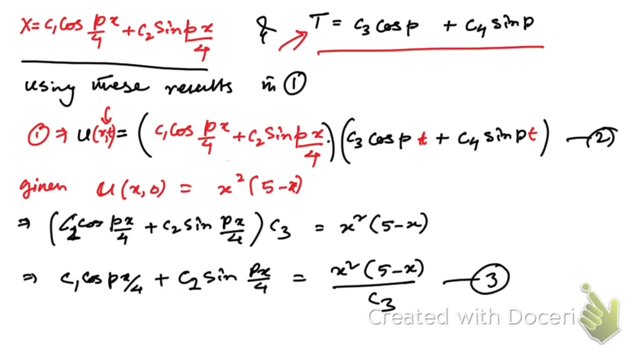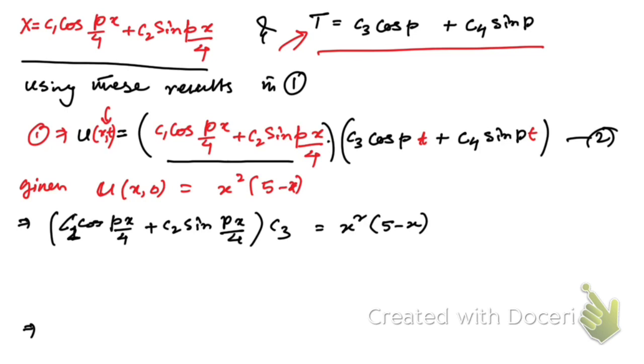Okay, so using 3 in 2, what we need to do is replace this part by this value, right? Then what will you get? Just wait, let me simplify one more step here. We don't need this step, okay, let me keep it that way. So this is, suppose, 3.